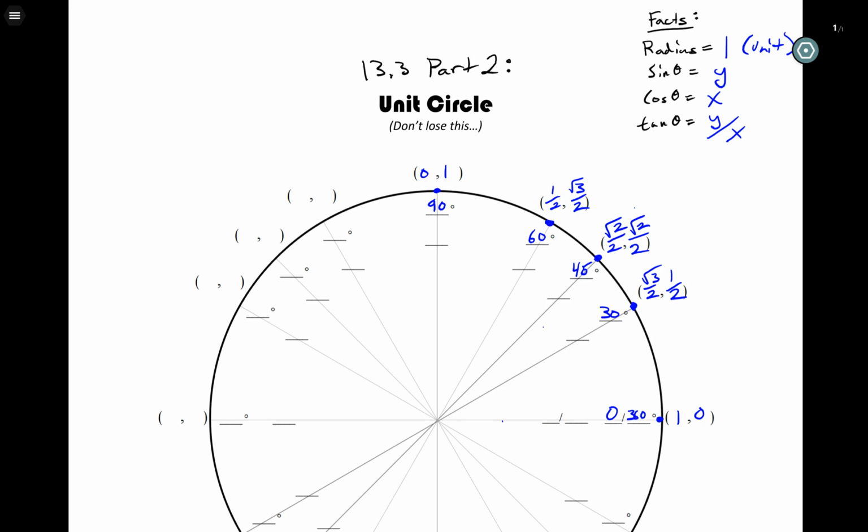Anyway, we'll fill in the tangents in class as well. What does the tangent equal here? What does the tangent equal here? We'll be able to find that out with y over x.